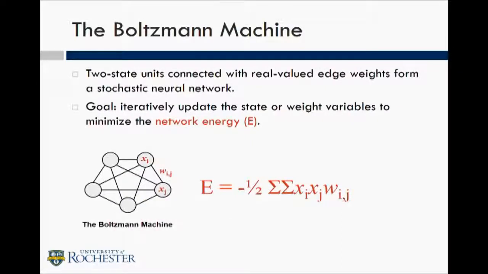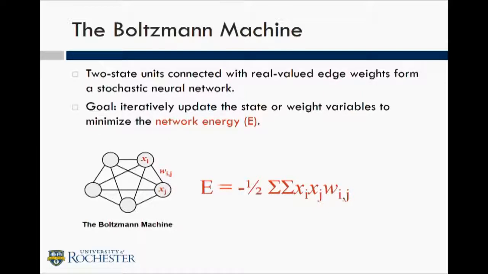So let's quickly go over the Boltzmann machine and what it actually is. It's an abstract model. It's a fully connected, undirected graph with weighted edges. And every node within this graph has binary states. It's either in a 0 state or a 1 state. And what we are trying to do is find a setting of these states such that we minimize a particular parameter called the network energy.